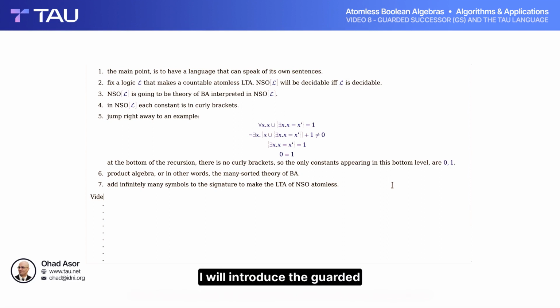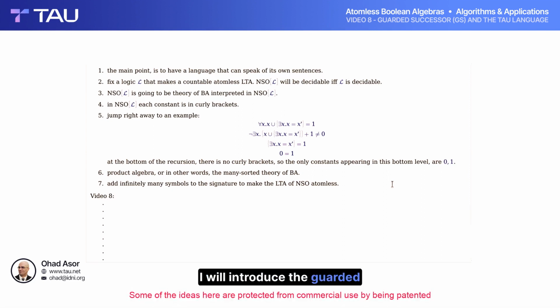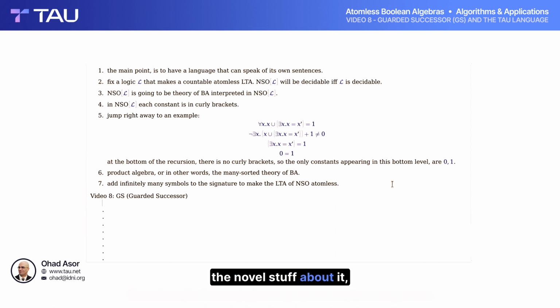In this video 8, I will introduce the guarded successor logic, which is a family of logics, but as we shall see, when we deal with the Atomless Boolean Algebra, it becomes very powerful. And this is a novel temporal logic and software specification language, but maybe before we say what it's good for and what is novel about it, let's first just jump right to the matter.